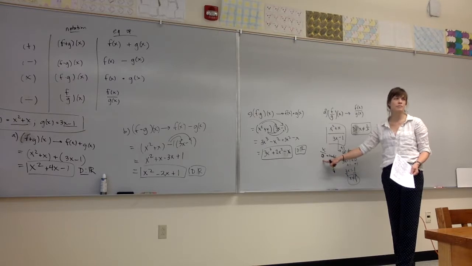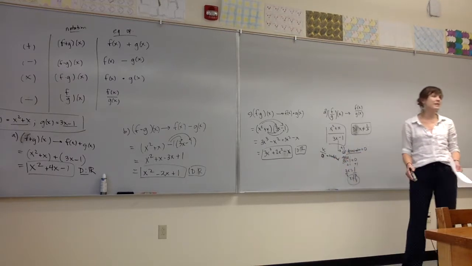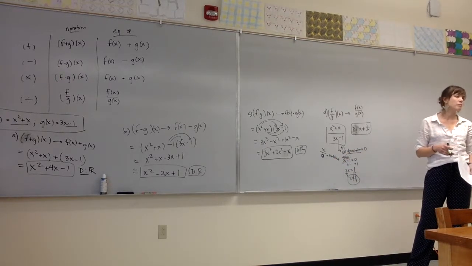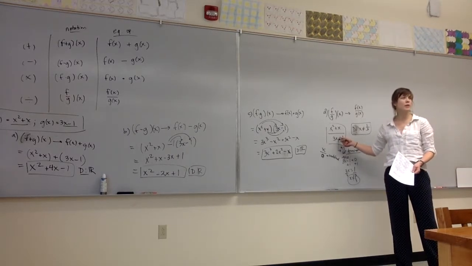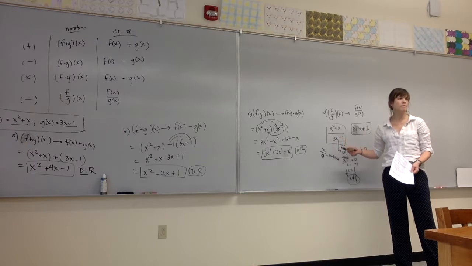Why can't x equal 1/3? Because then the denominator would equal 0. 3 times 1/3 is 1. 1 minus 1 is 0. So is that only applied to the denominator?